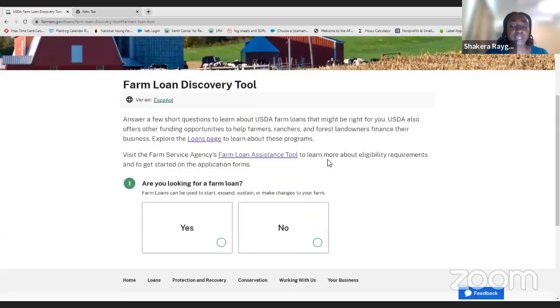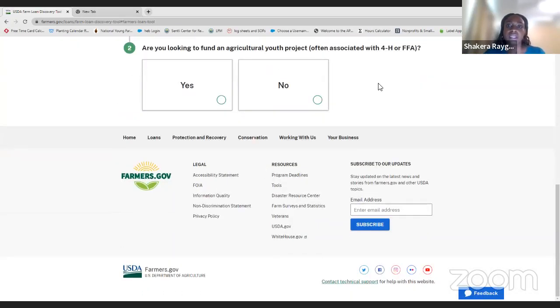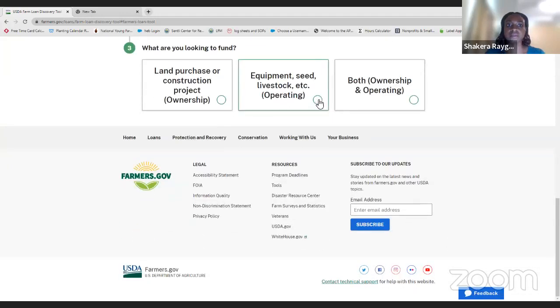Let's say we're ready, we want to learn about loans. And we are looking for a loan for a beginning farmer. They do have youth loans available, and we can share some information about that. You can reach out and I can share info about youth loans later. But now we're going to focus on for-profit farmers right now.